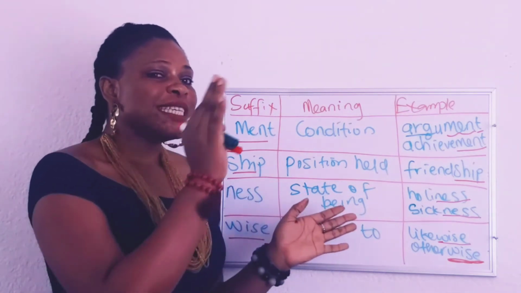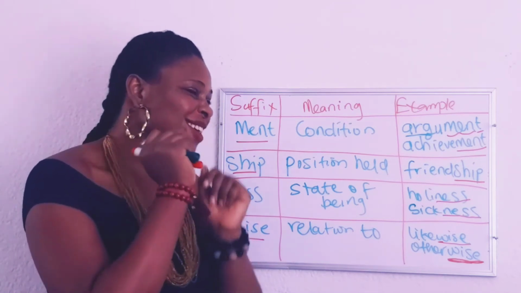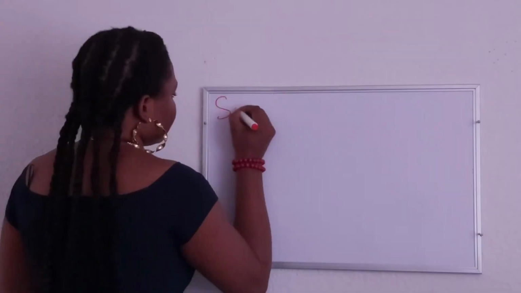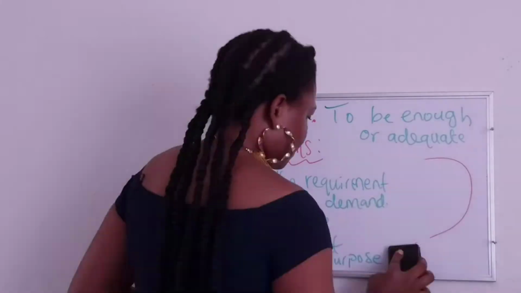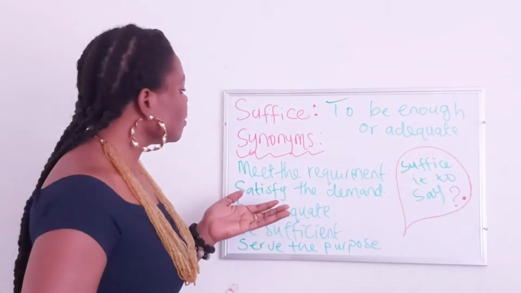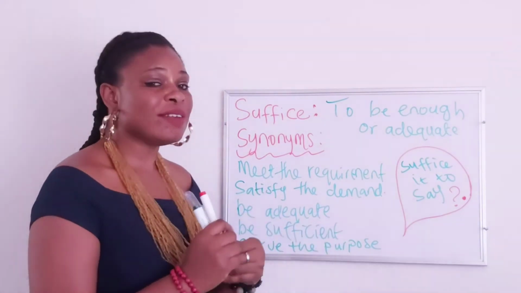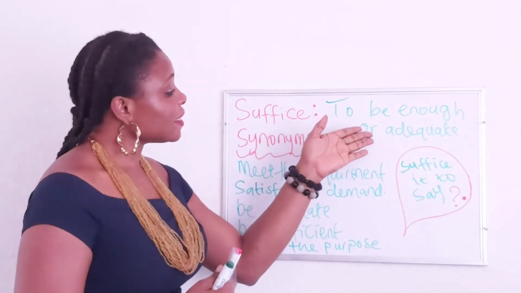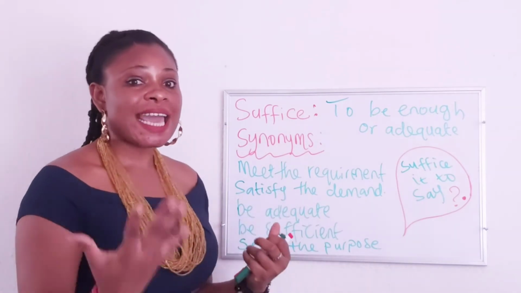So let's go to the second one, suffice. Are you ready? Let's go. So guys, now we're going to talk about suffice. And if you look at this board, it is well explained on the board to a point where you don't even need my explanations to understand what suffice means. So here it says to be enough or adequate. It means that something is enough.